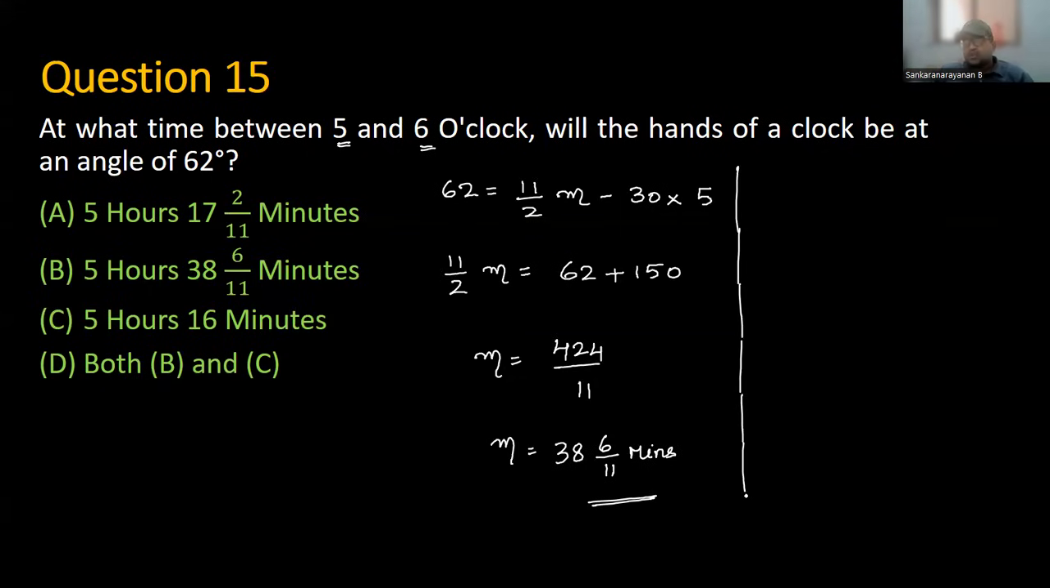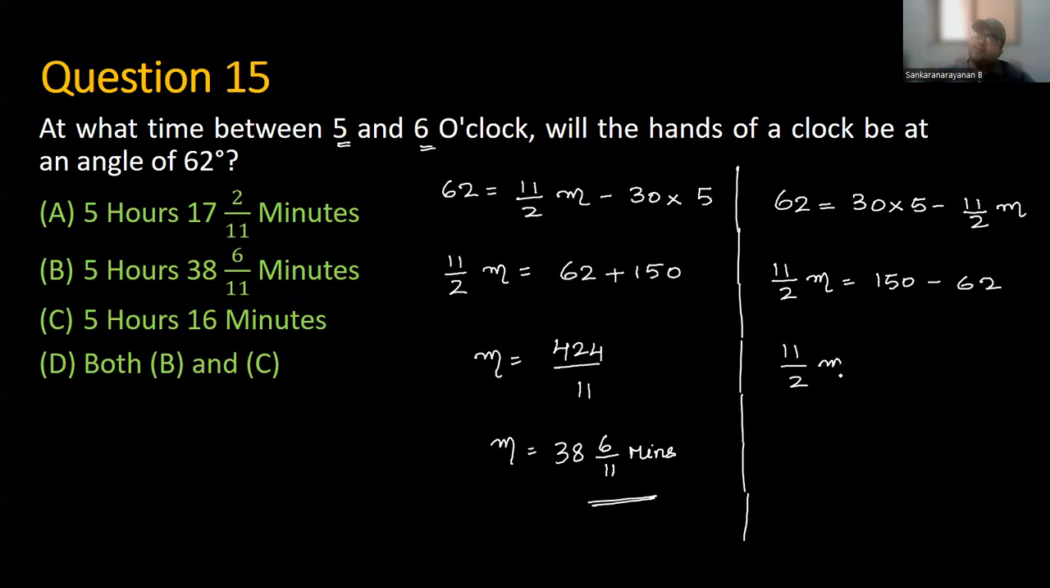So we have to check that also. We can consider 62 equal to 30 into 5 minus 11 by 2m, mod of a minus b. When you remove the mod, it is a minus b or b minus a. So that is the other aspect I'm considering. From this, I can see that 11 by 2m is equal to 30 into 5, which is 150, minus 62. That gets me 11 by 2m equal to 150 minus 62, and that value will be 88.